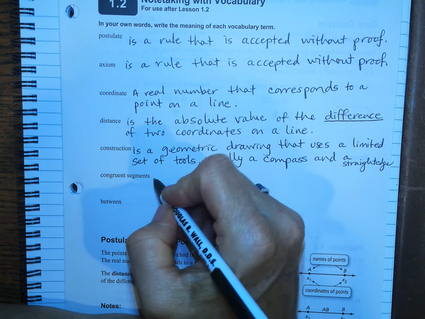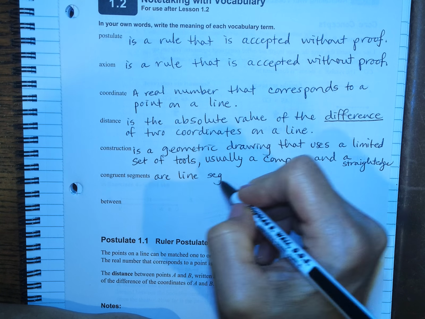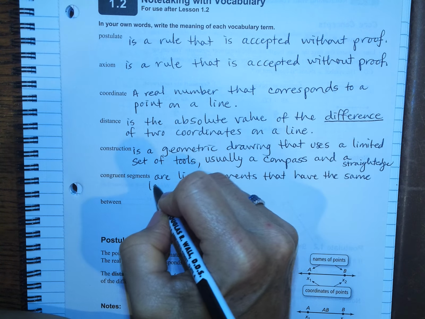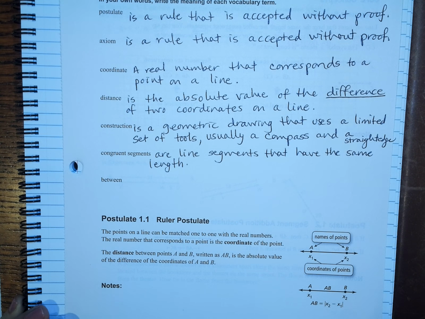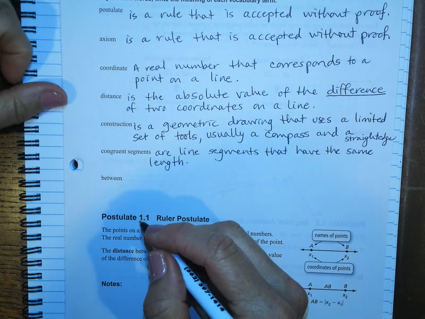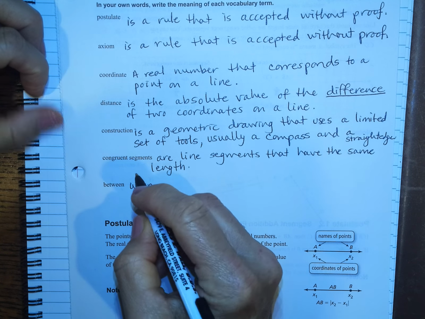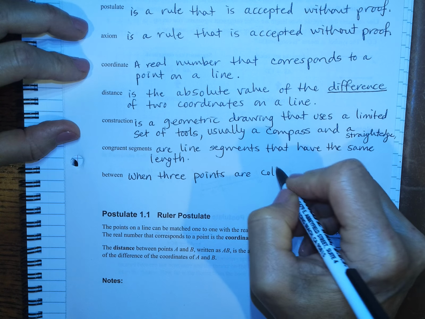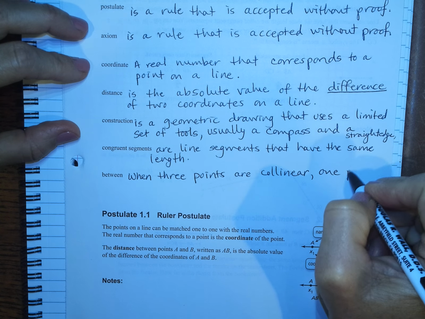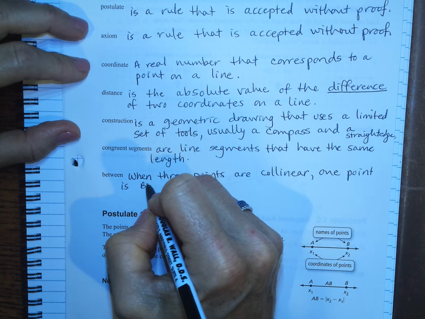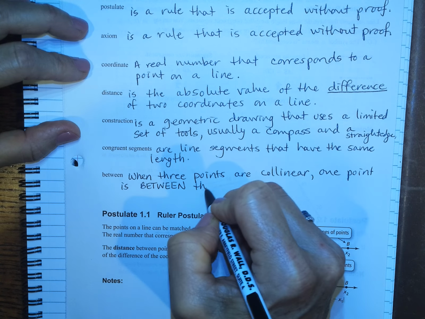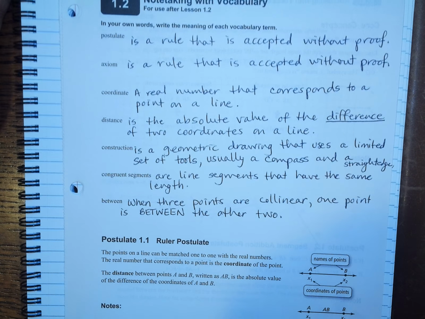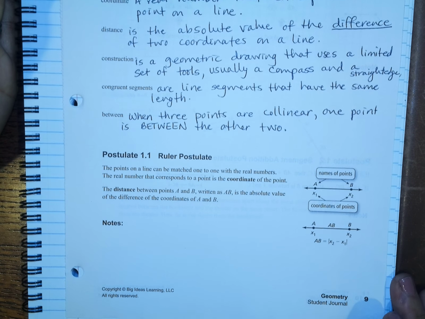Now, congruent segments are line segments that have the same length. Okay. And last for this section, we're going to define between, and I'm going to do this in a sentence: when 3 points are collinear, one point is between the other two. So whenever we talk about vocabulary, this is really important for you to memorize, basically. And we're going to have a lot of vocabulary in this chapter. Go back to the Quizlets and study those if you need to.